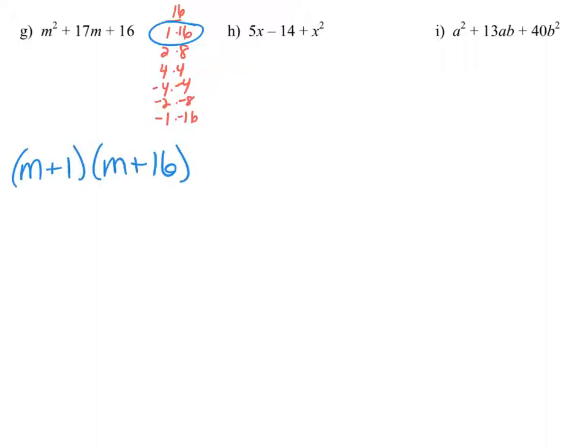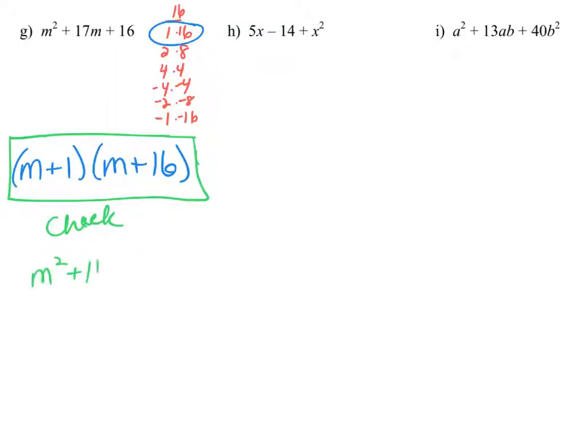By using the FOIL process, we can check our solution, check our factors, by multiplying the first. M times m is m squared, the outer is plus 16m, the inner is plus 1m, and the last is plus 1. By combining the middle terms, we get m squared plus 17m plus 16. That's what we started off with. So in factored form, that trinomial can be written as one factor m plus 1 and the other factor of m plus 16.